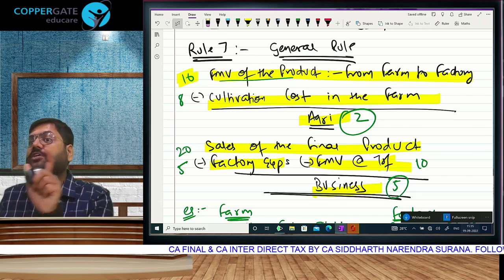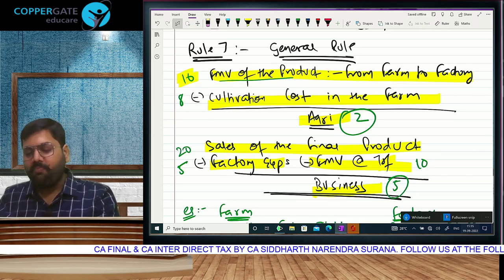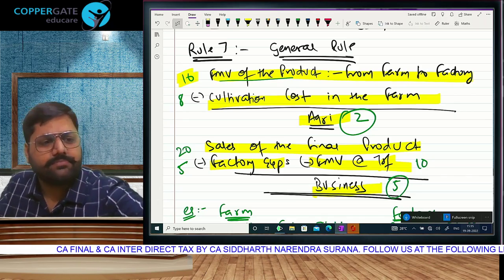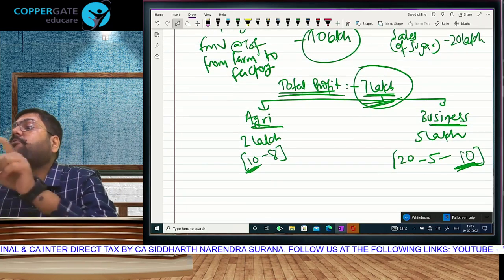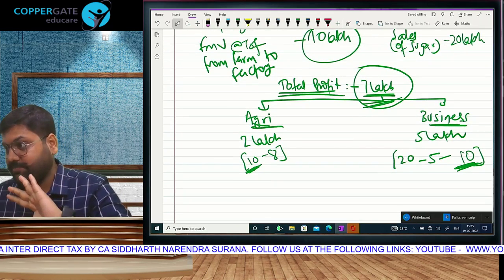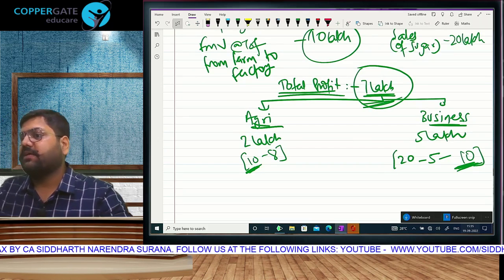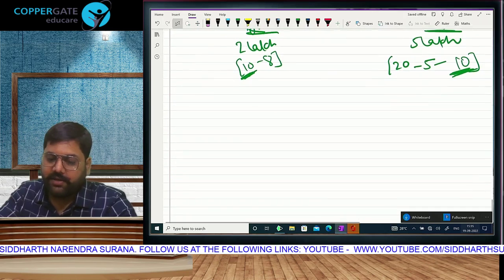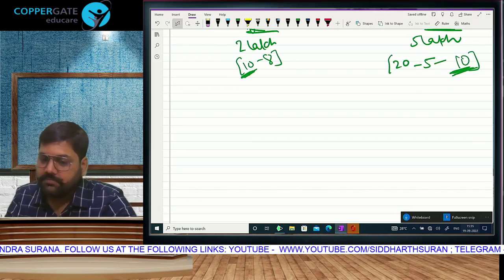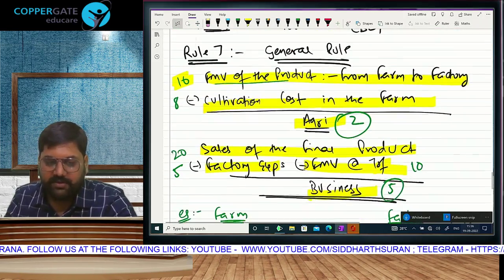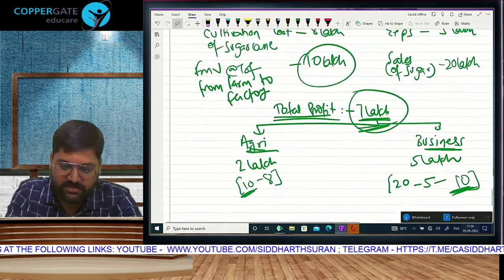So what to do with that consolidated profit that you want? Agriculture part will be, business part will be. How to segregate? Fair market value at the time of shifting from farm to factory is an important value. In agriculture, we will take it as sales, and in business, we will take it as cost. And accordingly, we have split our profit into agriculture and business. Logically, that was our rule number 7, which is a general rule. No problem as far as this is concerned.